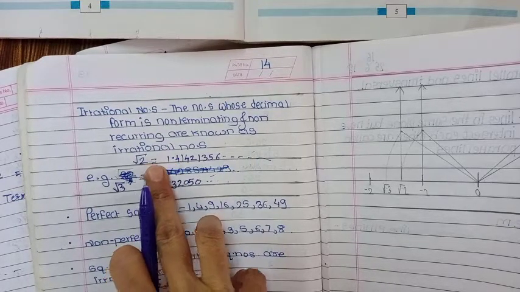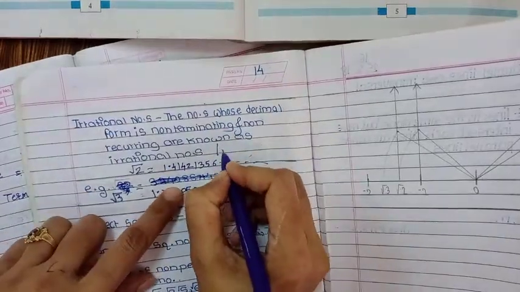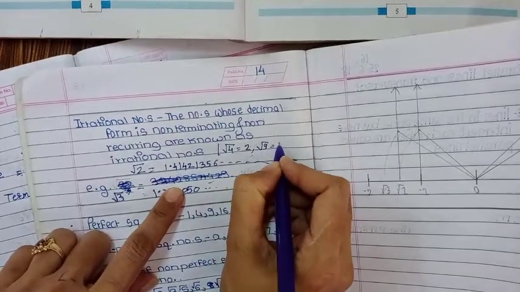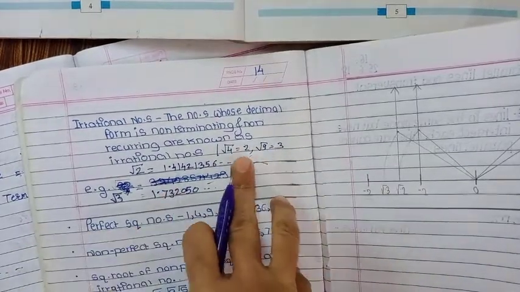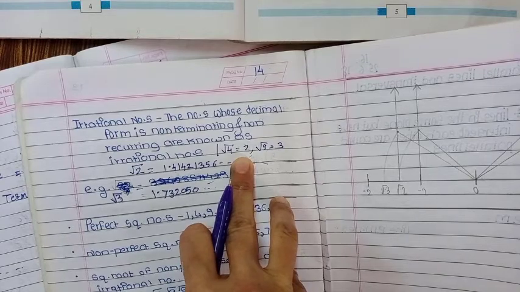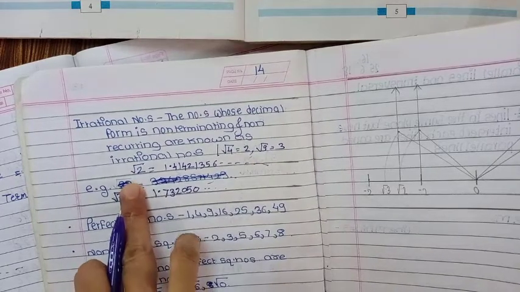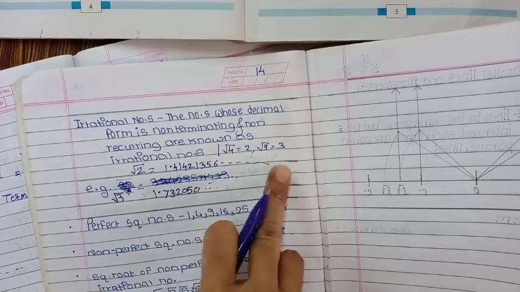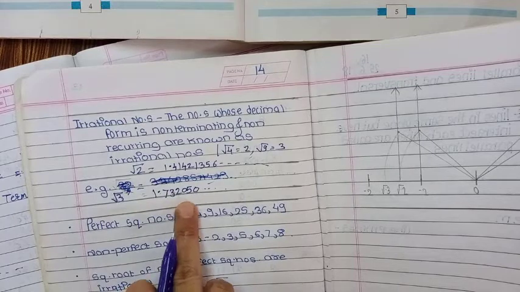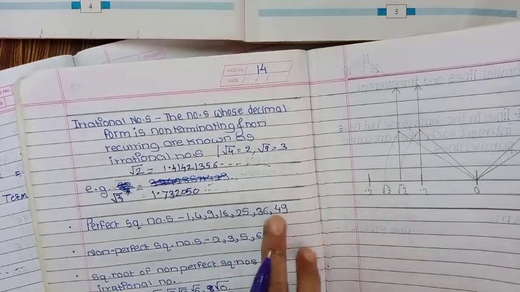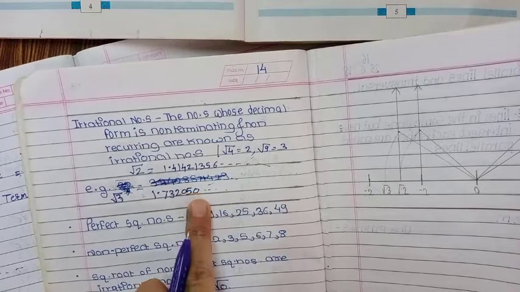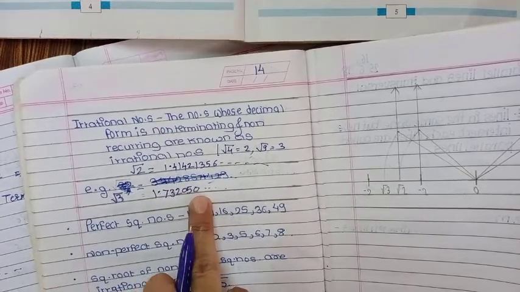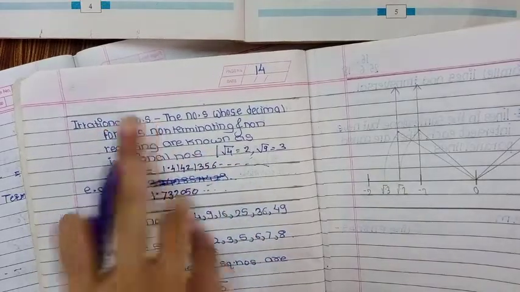See here, you know the square root of 4 is 2, and the square root of 9 is 3. You know the square roots of 4, 9, 16, 25, but the value of square root of 2 is 1.414 like that, and root 3 is 1.732050 like that. It is in the form of non-terminating and non-recurring. This is called an irrational number.